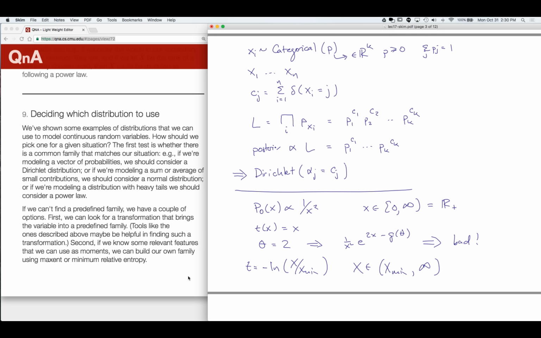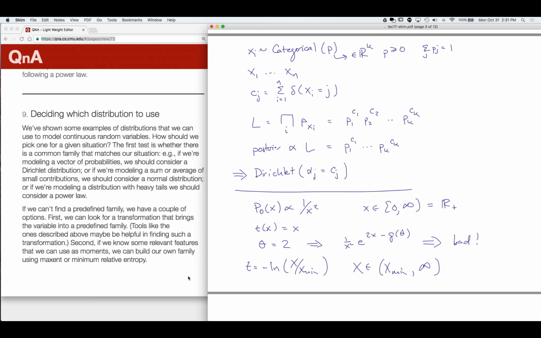And I've listed a few of these, but again, if you're in this situation, you can flip to the back of a probability textbook and just page through pages and pages of distributions that people have designed for different purposes. So, there's a Weibull or an exponential, or negative binomial, I don't know. There's a lot of different distributions that you could use. And so it's worth just looking through some of the common ones and seeing if they match your case. If you can't find a predefined family, you have a couple of options.